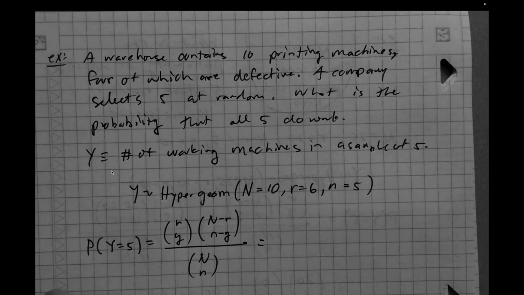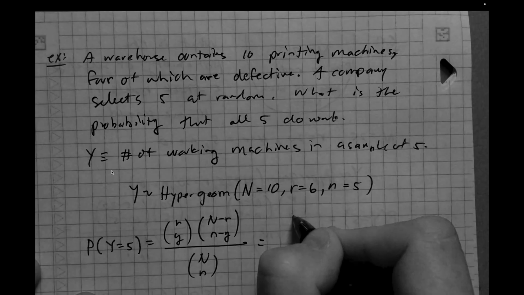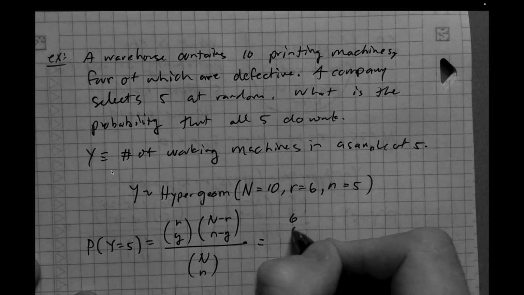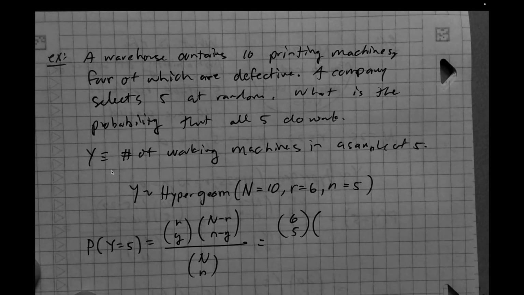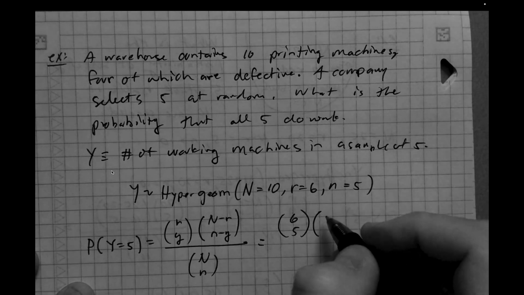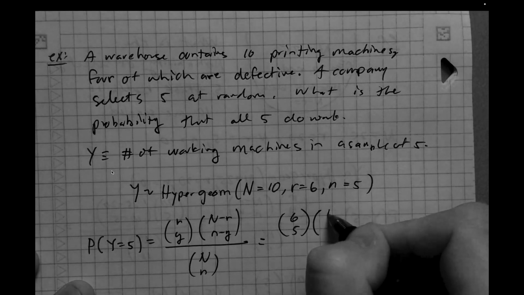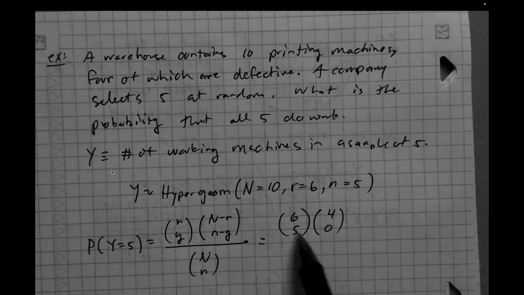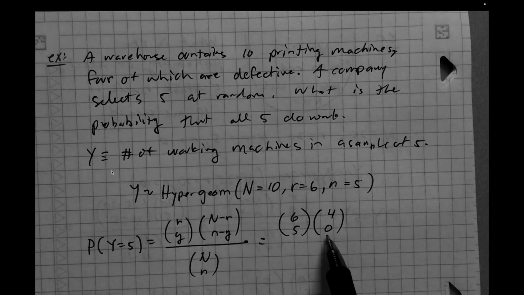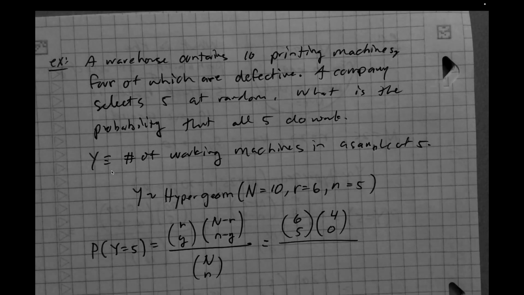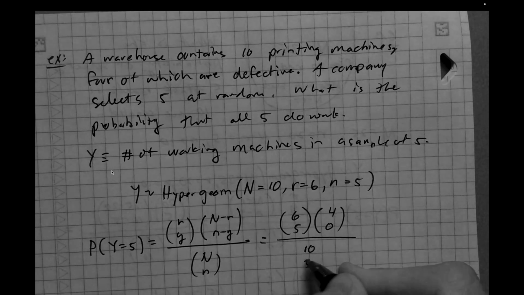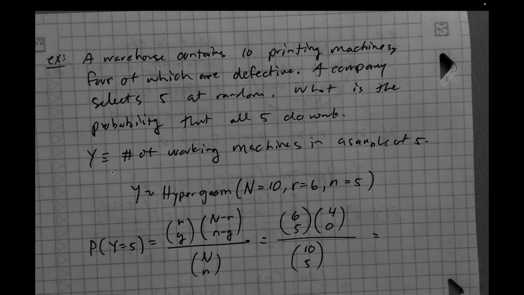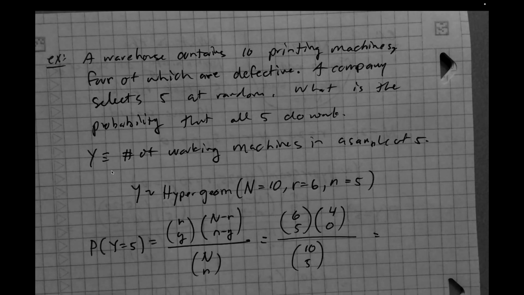And so in this case, we've got 6 working machines. I need to choose 5 of them. And that means the remaining parts are 10 minus 6, that's 4, choose 0. I want to pick 5 machines, and I want them all to be working. So 6 choose 5: 6 are working, I want to choose 5 of them. 4 are not working, I want to choose 0 of them. How many different possible selections are there? Well, there's 10 choose 5. And that is the hypergeometric probability distribution.